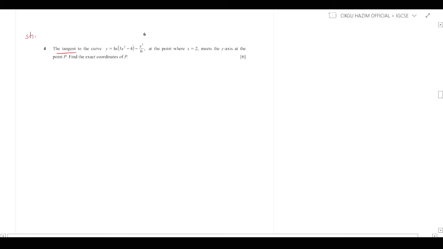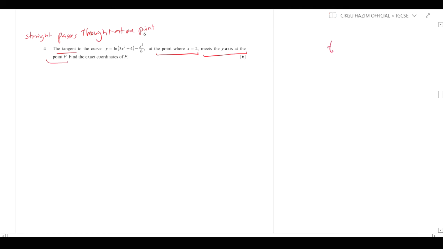It is a straight line that passes through at one point only. It can be any curve, or any circle, or anything. But here it is the tangent to the curve y equals ln(3x squared minus 4) minus x cubed over 6. Another piece of information for this question is that at the point x equals 2, the tangent meets the y-axis at point P.